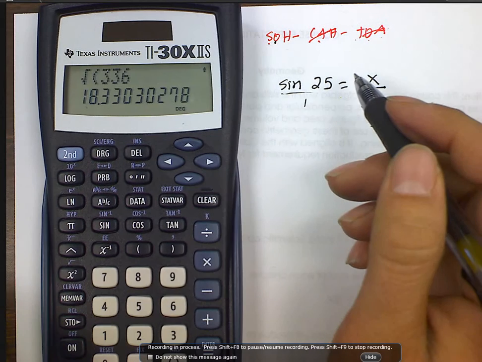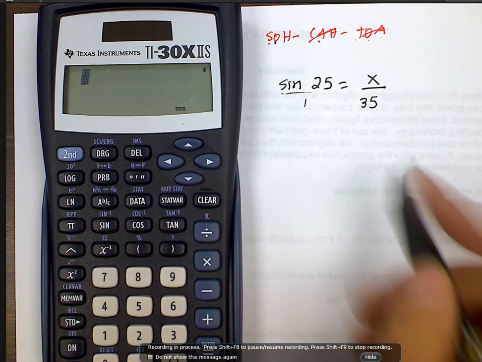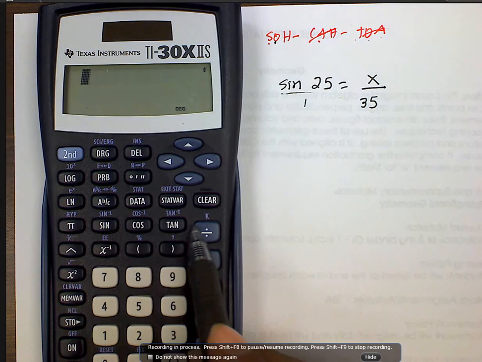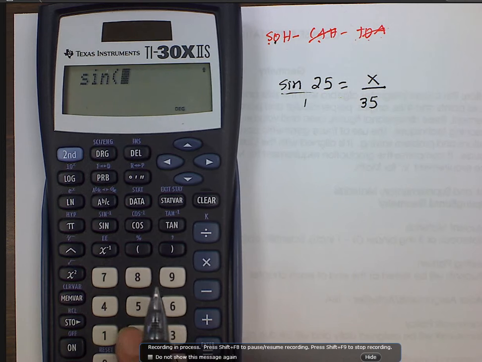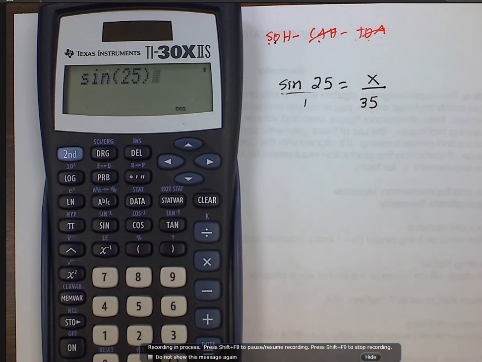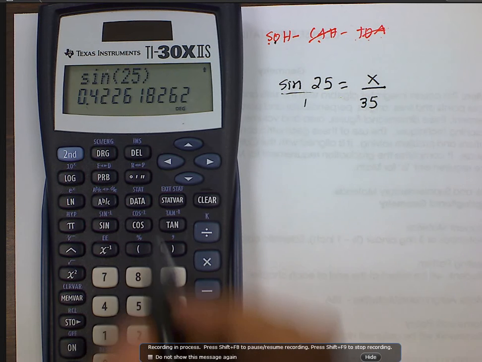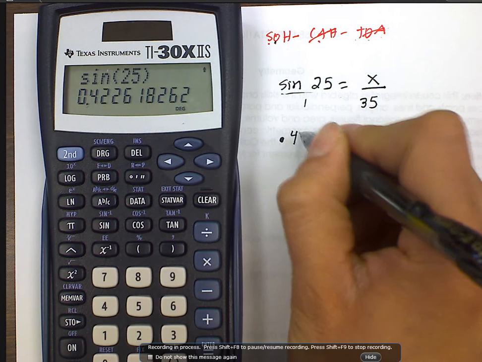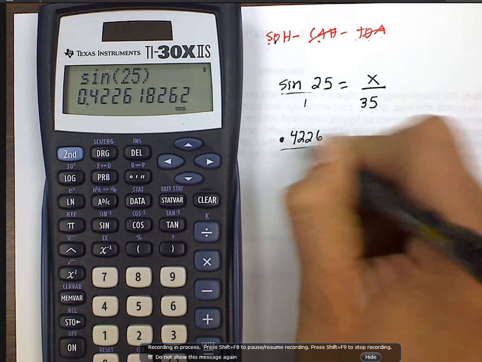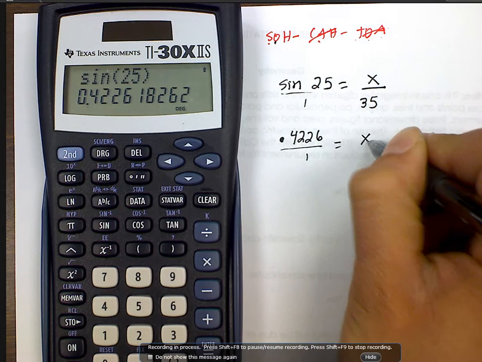If you're using sine, you just look for sine, press on it, and enter 25 here. You're going to get a decimal value, which is 0.4226. Be careful on how you round, please.